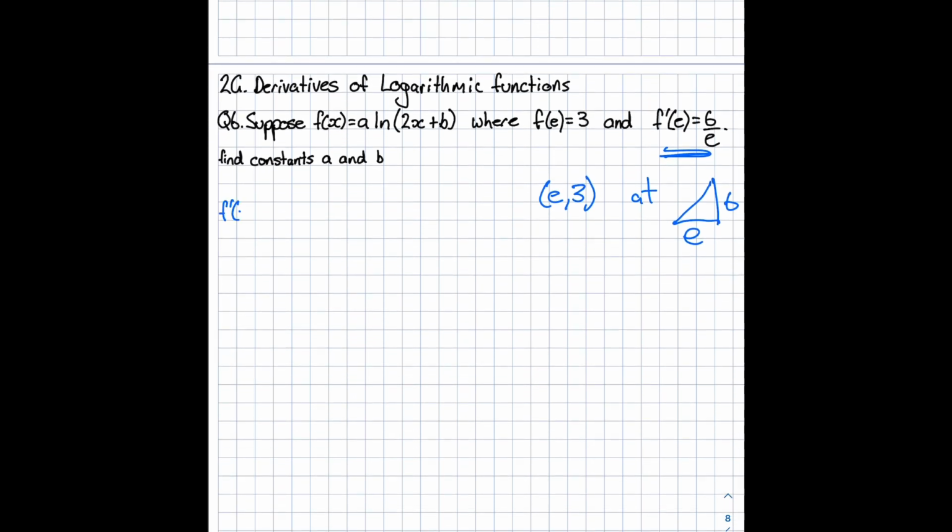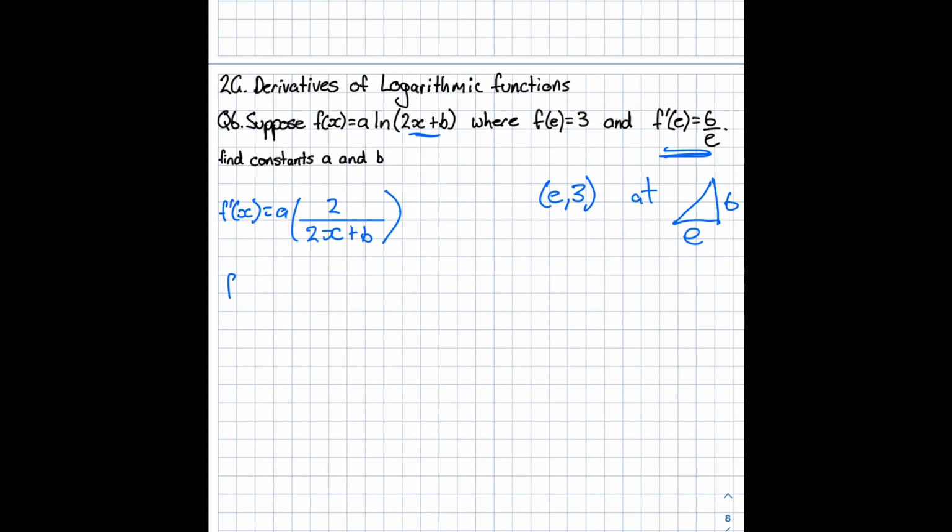So f dash of x will be, now we're looking here, this is just going to be a log. We've got a constant at the front, so a stays out the front. And then the derivative of a logarithm is the derivative of the inside of the bracket, so it's going to be 2, and then it's going to be over 2x plus b. All right, so we're sweet here now. So we can put our two equations in.